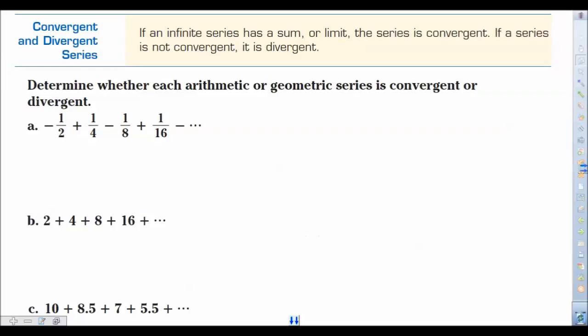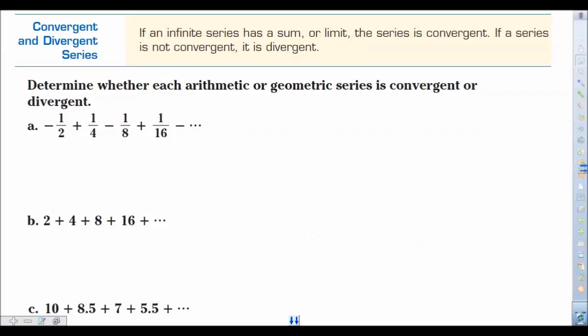If you're looking at a series and it's not convergent, then it's divergent. So in other words, we can turn that a little bit and say if a series does not have a limit, or if it does not have a sum, then it's going to be divergent. And so we looked at these three very basic examples. The reason why I call them basic examples is because they're arithmetic and geometric, all three of these here.